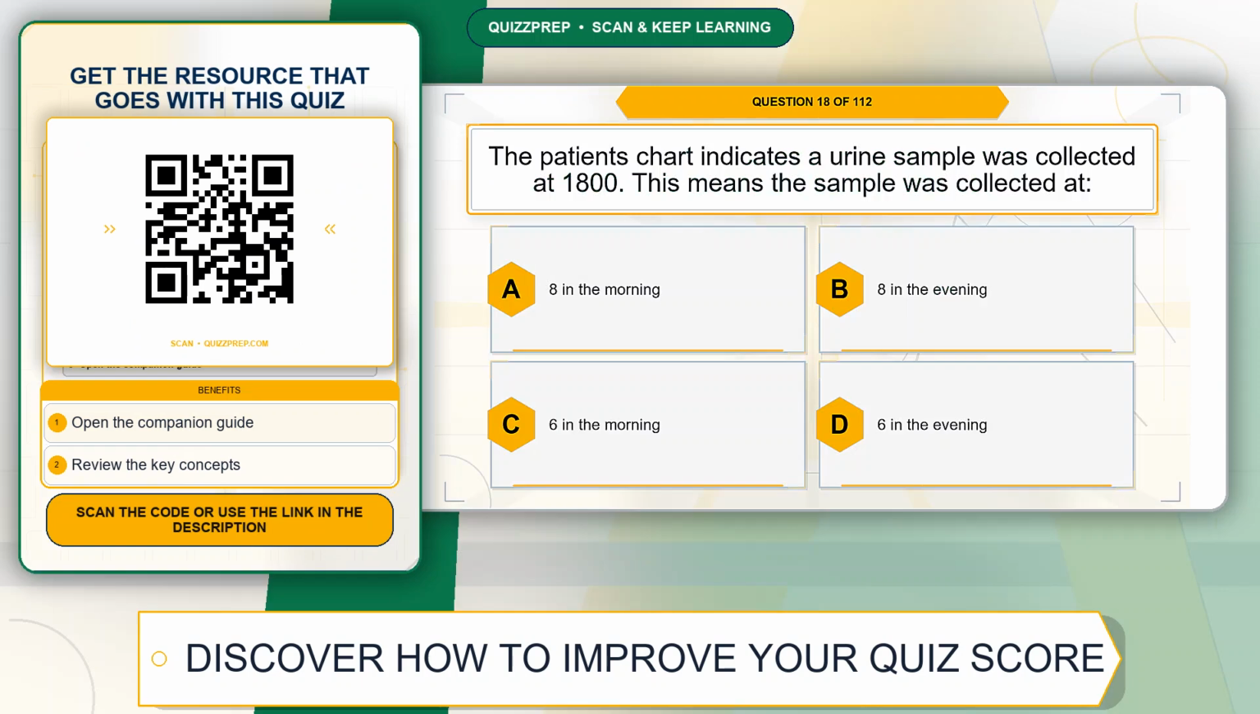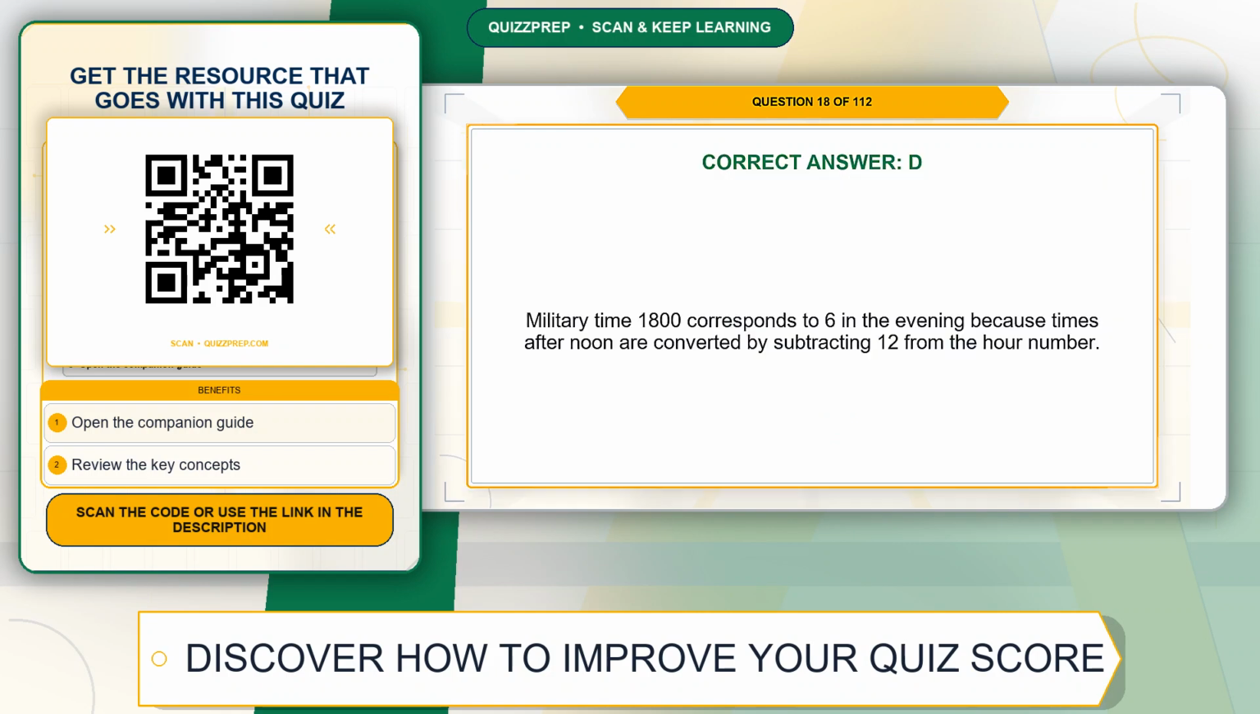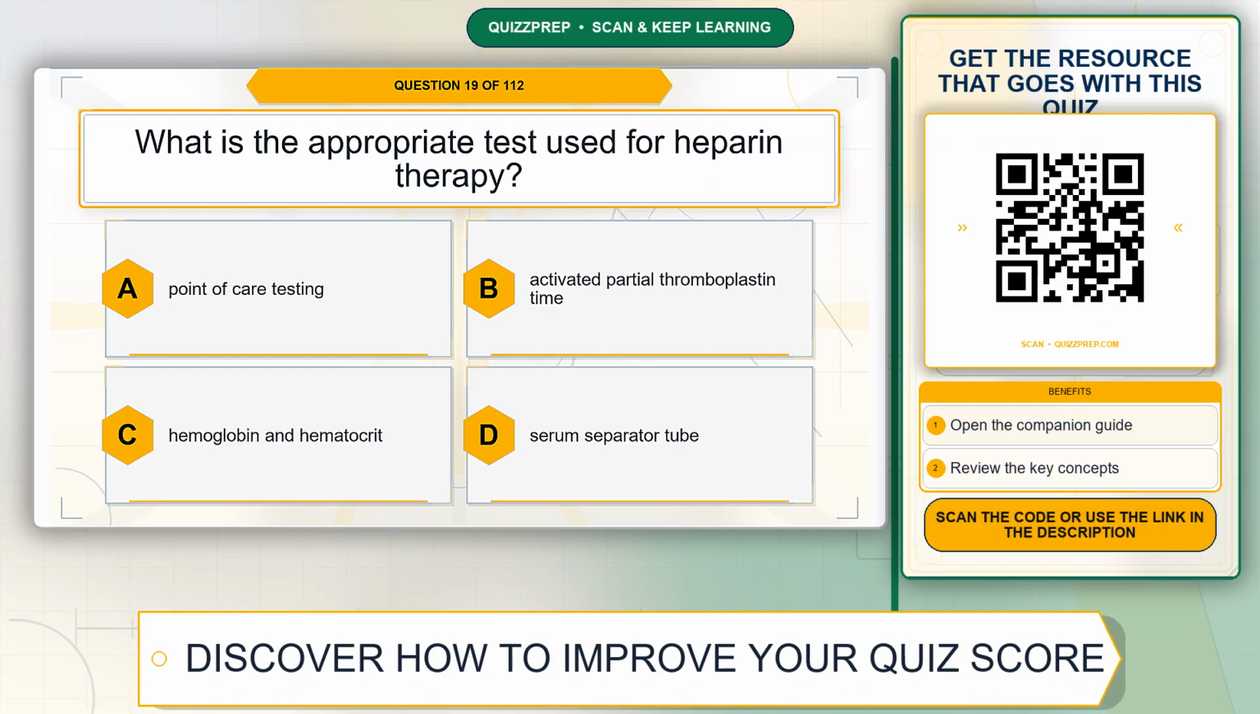Question 18. The patient's chart indicates a urine sample was collected at 1800. This means the sample was collected at option A, 8 in the morning, option B, 8 in the evening, option C, 6 in the morning, option D, 6 in the evening. The correct answer is option D, 6 in the evening. Explanation. Military time 1800 corresponds to 6 in the evening because times after noon are converted by subtracting 12 from the hour number.